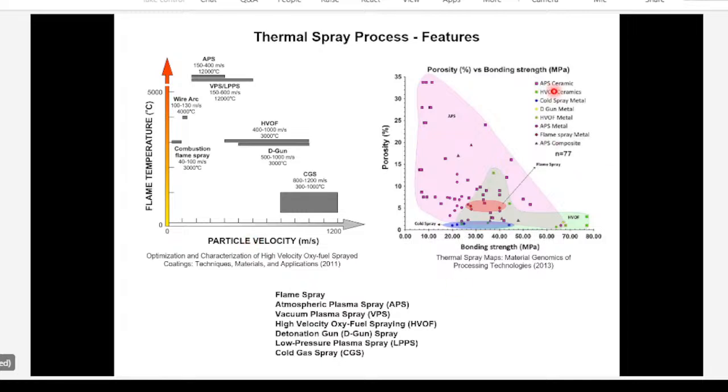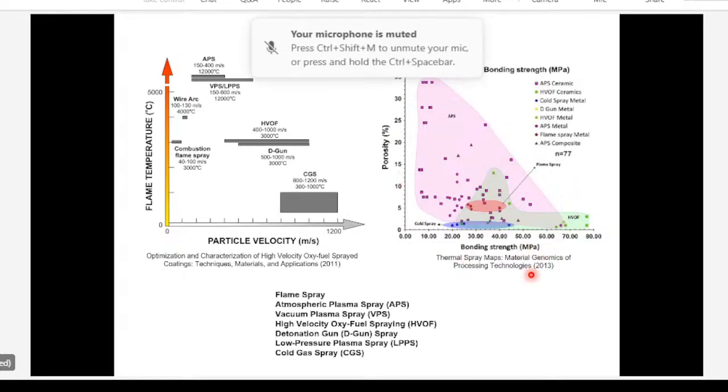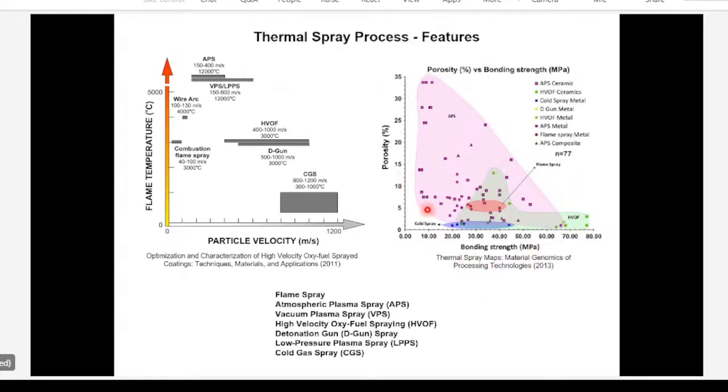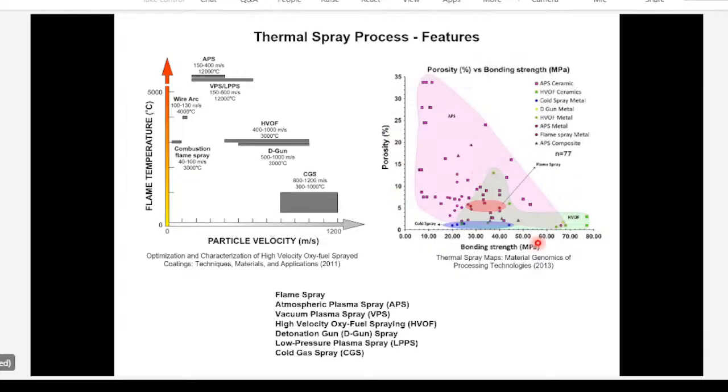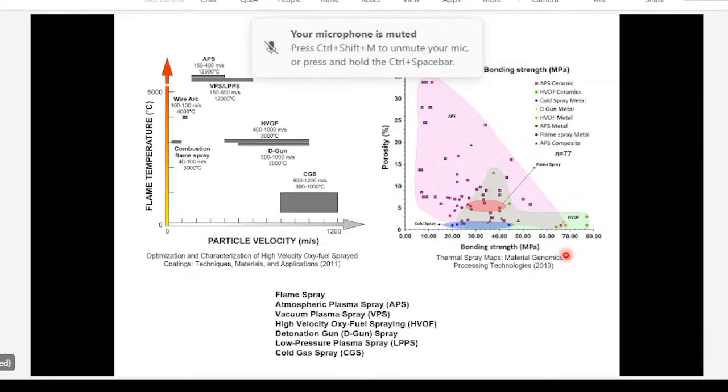Here you have the data for different thermal spray processes for porosity and bond strength. As we can see, there is a lot of scatter for different processes, but by and large, if you have less porosity, then the bond strength is higher, which is something we expect. These are just the abbreviations of some of the symbols here.